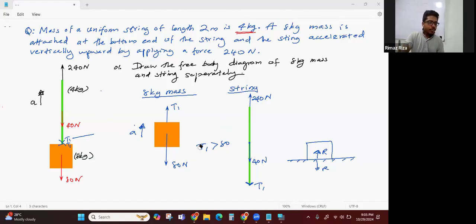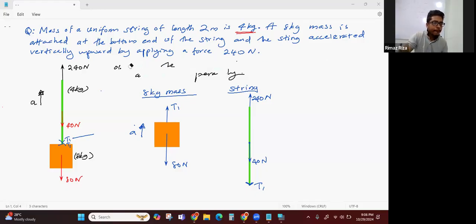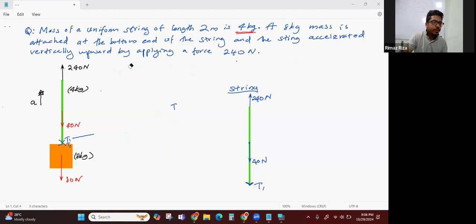So these are the free body diagrams. Okay, and then I'll give you the second question. Write down the second question: find the acceleration of the system.